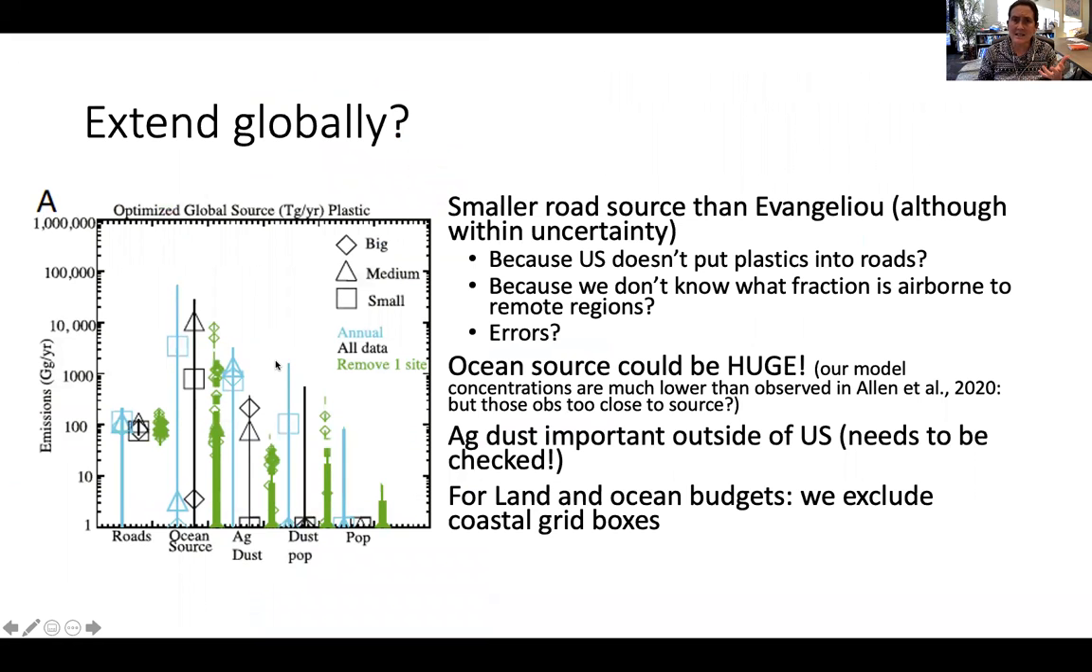If we extend this globally, we get something really interesting, which is that the road source is still there and it's consistent with the literature that's there, but the ocean source might be huge. It might be between 0 and 22 teragrams per year. About 8 is our best estimate, 8.6. So that's quite a bit of aerosol. Black carbon from anthropogenic sources is about 10. So that's a huge amount of microplastics into the atmosphere. And the other sources are also large.